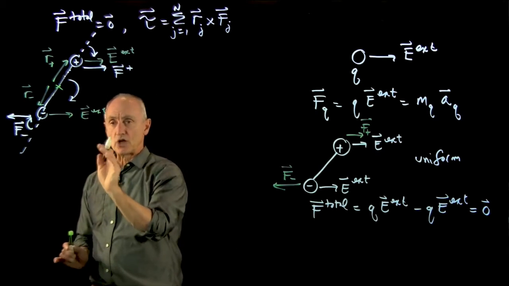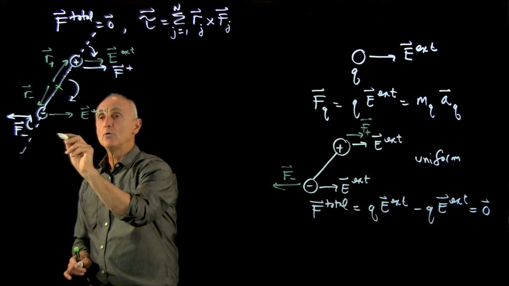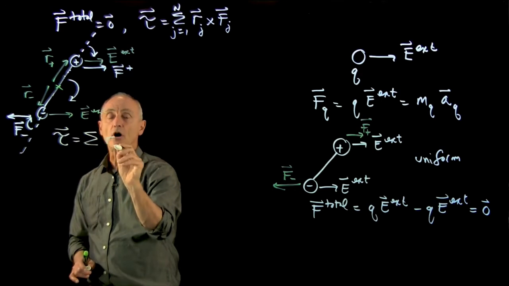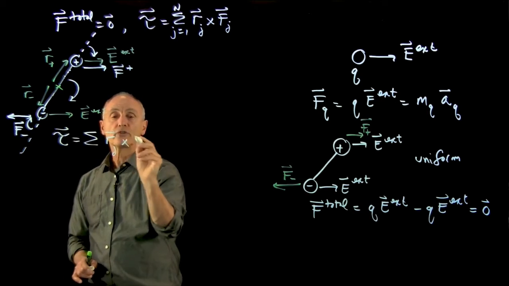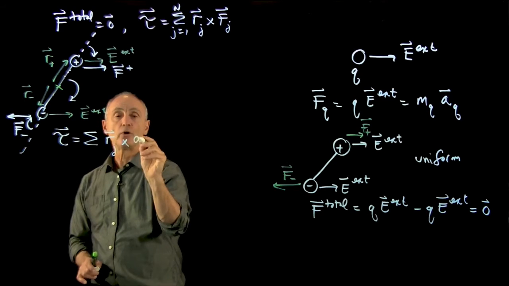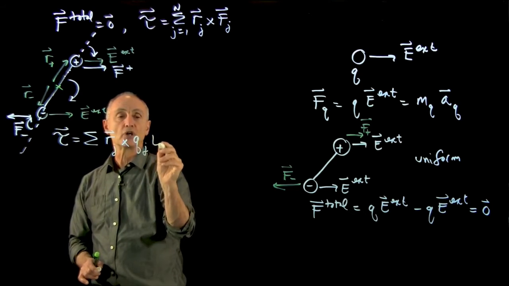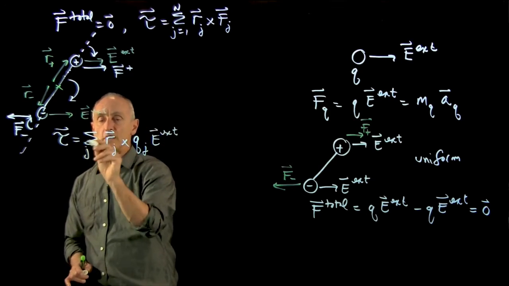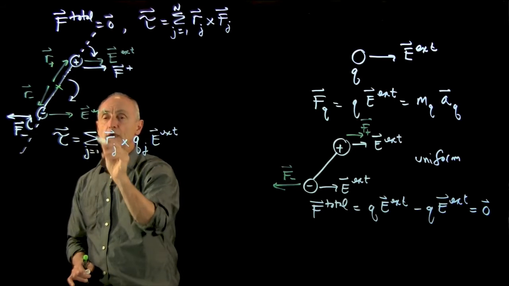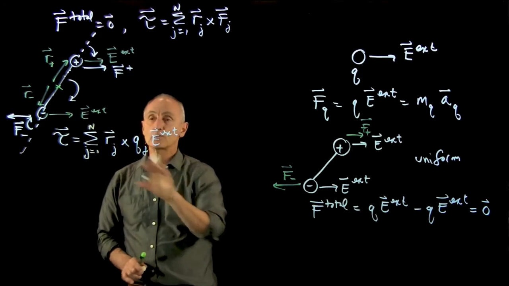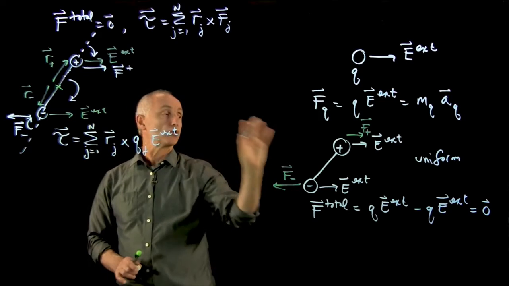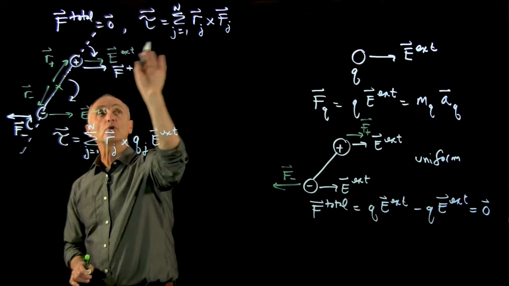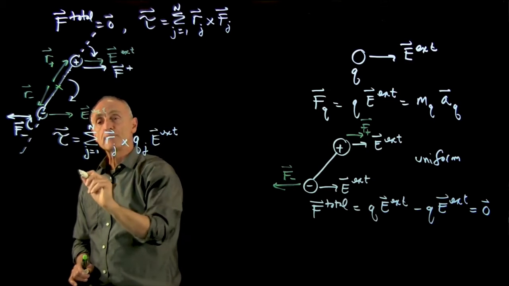But for the moment, let's do a general calculation. We know that the torque is equal to the sum of r_j cross F_j, and the force is the charge q_j times the external field. Even though we only have 2 charges, I can make this n charges in a system, provided that the total charge on this is 0.